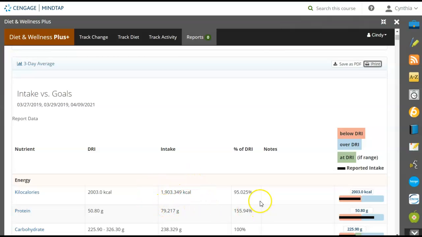In some cases, you'll have another column here with percent of recommendation, percent of goal, percent of DRI. That's essentially like your grade, right? So my grade on calories is 95%. The way I think about these is, would I be happy with this on a test? Would I be happy with a 95? Yeah, I'd be happy with a 95.